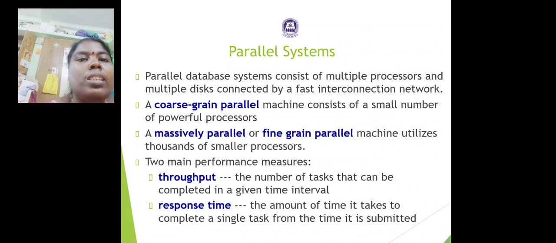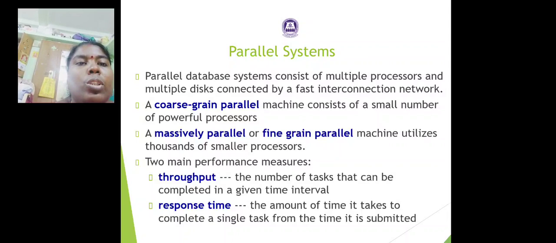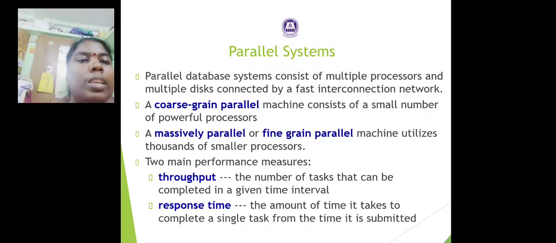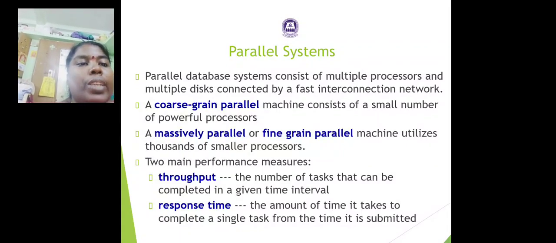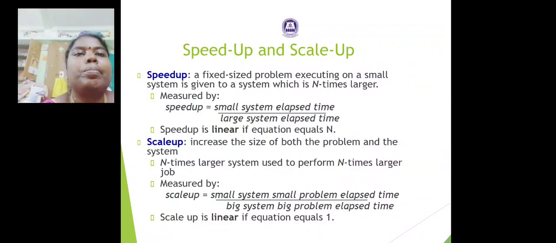The performance of parallel systems is measured in two ways: one is throughput, and the other is response time. Throughput specifies the number of tasks that can be completed in a given time interval. Response time specifies the amount of time it takes to complete a single task from the time it is submitted. So throughput specifies the number of tasks, and response time specifies the amount of time.